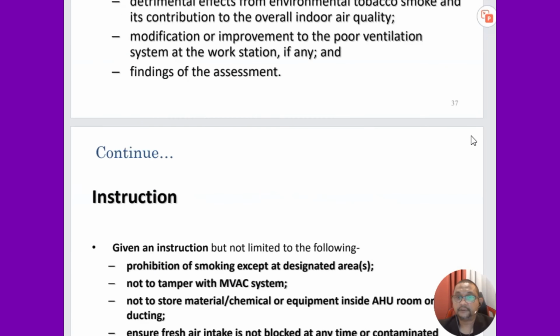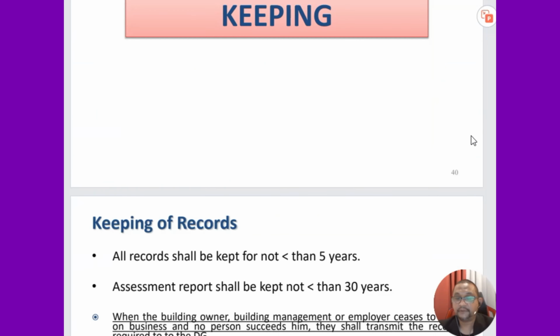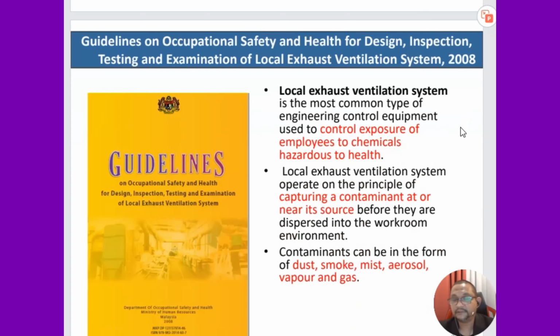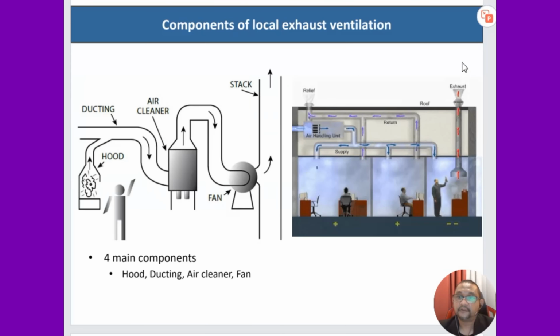These are the guidelines that can be used, and this is some of the examples that I have mentioned. Okay, components of local exhaust ventilation. This is some of the ventilation that we can provide to have good indoor air quality.